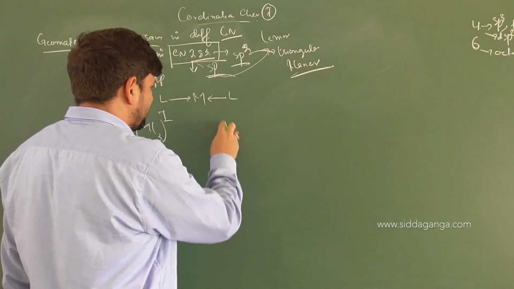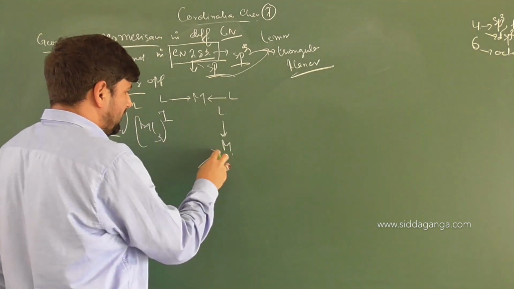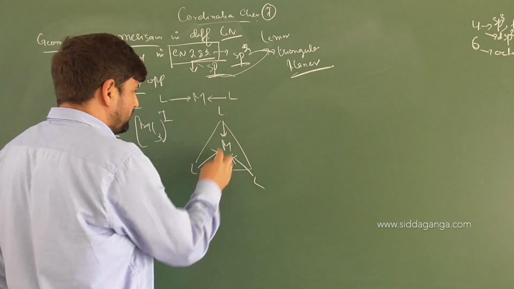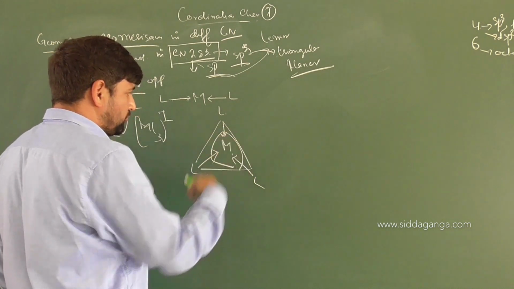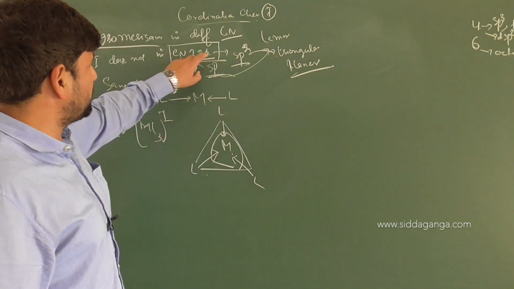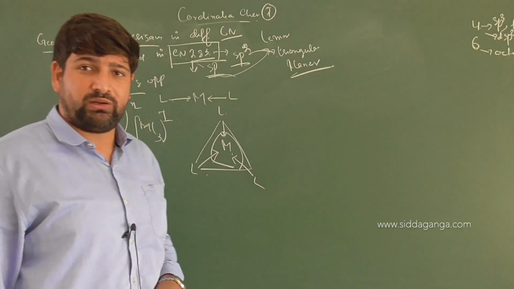So with coordination number 3, that is a complex of ML3 type, we will have a metal atom, and we will have a ligand, a ligand, and a ligand. This is the shape triangular planar, right? So there are adjacent positions available. So there is no question of same and opposite sides. So in coordination number 2 and coordination number 3, there is no possibility of geometrical isomerism.